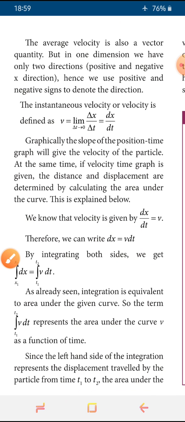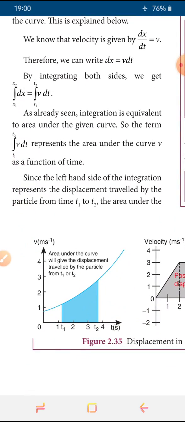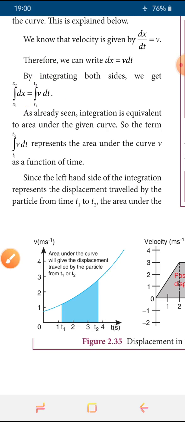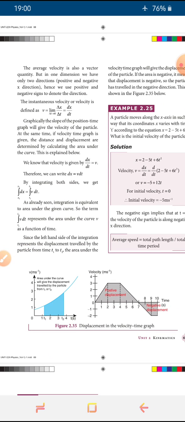Okay, so how to give with respect to time, we know. The left hand side is the integration with respect to the displacement between x1 to x2. On the right hand side the integration has time, starting from t1 and ending at t2. So the area under that is drawn here in the figure. It's shown in figure 2.35, see here.